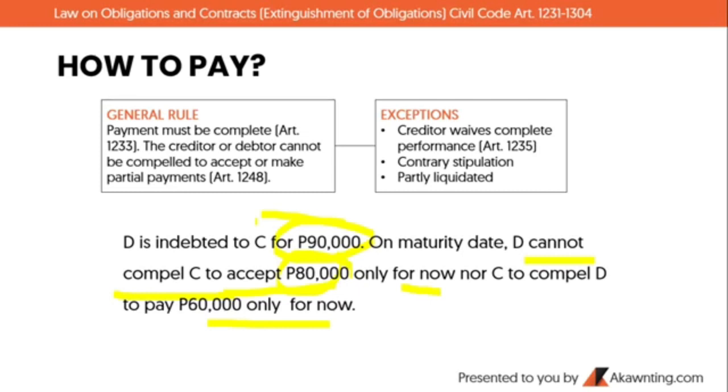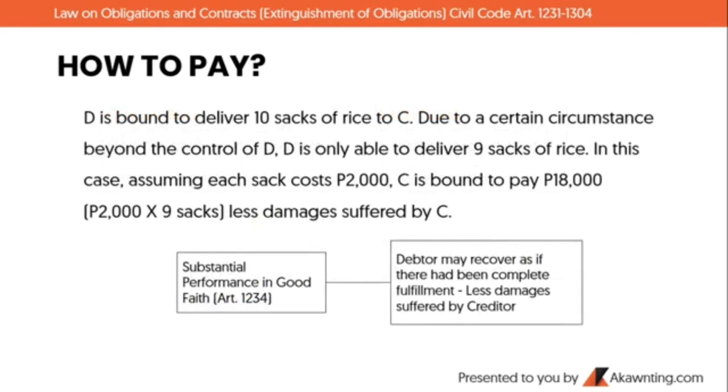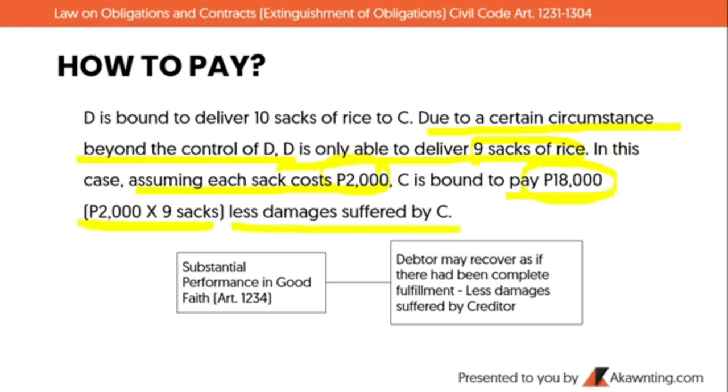Okay? So, next. Okay, example naman natin yung substantial performance in good faith, kung anong ibig sabihin yan, okay? So, ito yung example natin. D is bound to deliver 10 sacks of rice to C due to a certain circumstance beyond the control of D. So, wala sa control ni D. D is only able to deliver 9 sacks of rice. In this case, assuming each sack cost 2,000, C is bound to pay 18,000, which is 2,000 times 9 sacks, less damages suffered by C.